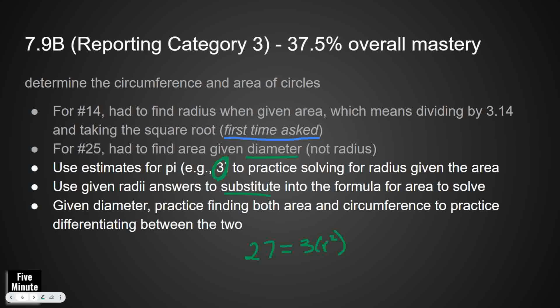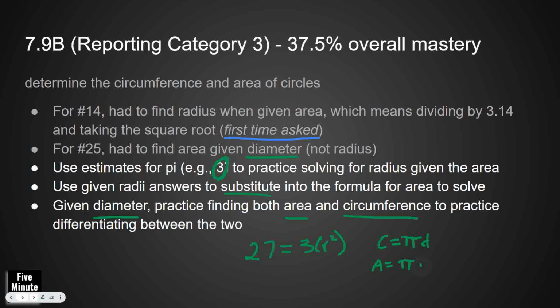And this didn't necessarily crop up this year, but a lot of times we'll be given the diameter and half the students will find the circumference rather than the area. So whenever we see a problem like that, if we've got the time, let's have them find both. Find the area and the circumference to practice differentiating, right? Because the circumference equals pi times the diameter. So we're using obviously pi in both. And so that can sometimes confuse people.